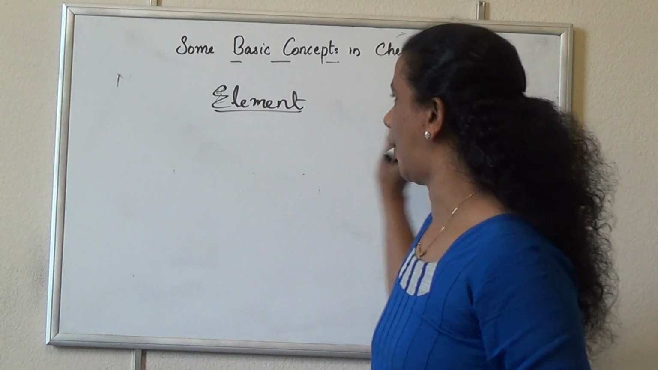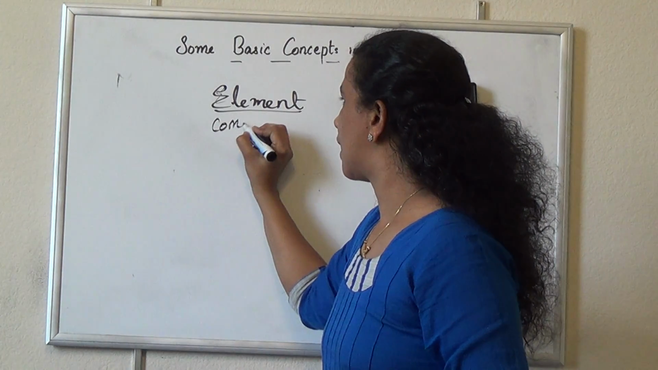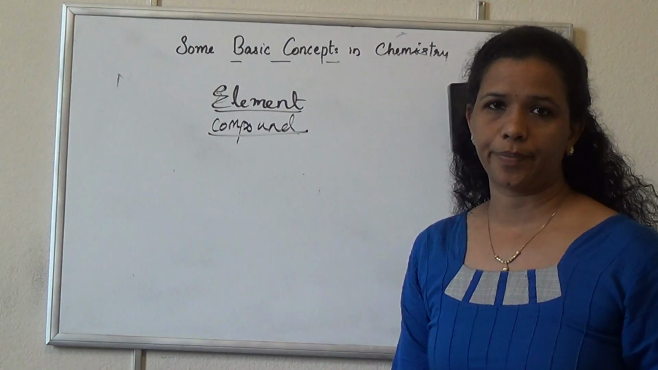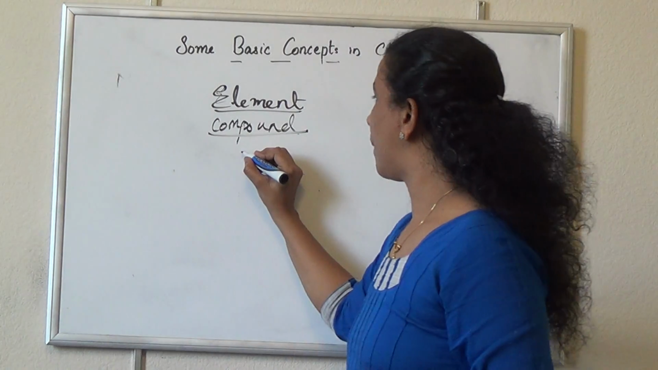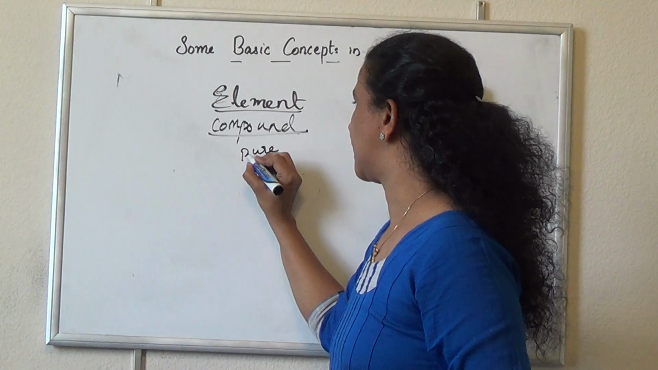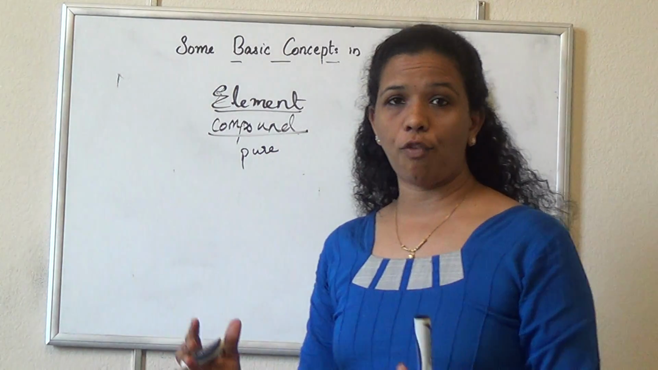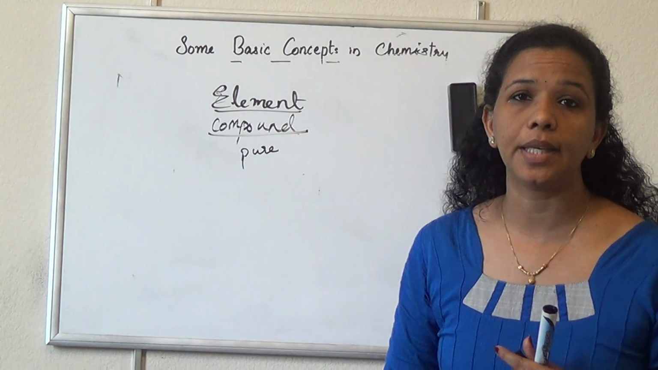Next, what is compound? That is the second classification of matter. What is meant by compound? It is also a pure substance, but it is not a single element. It is formed from elements by chemical combination.